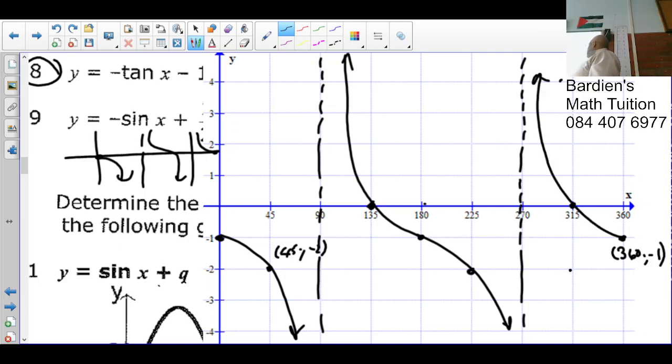As you can see, the graph is repeating itself every... What's the period of the tan graph? 180.